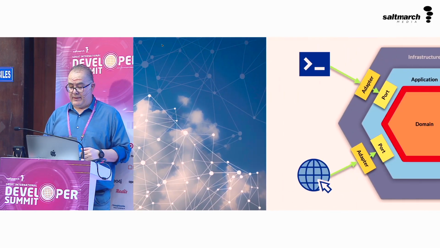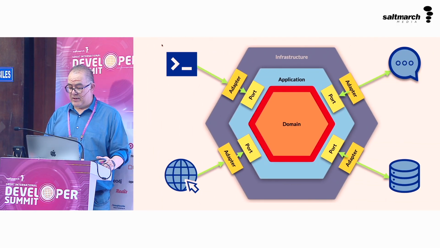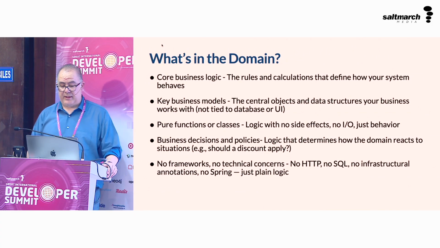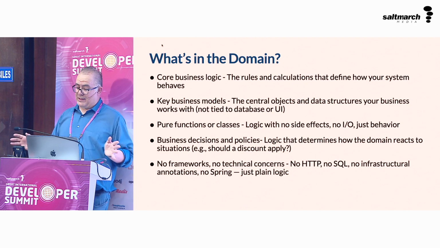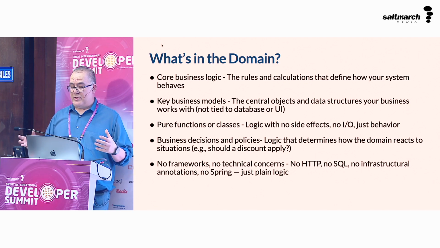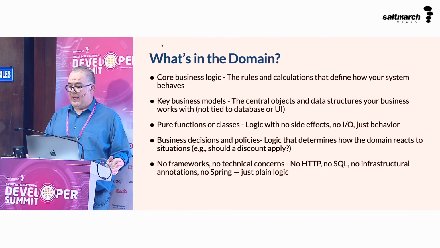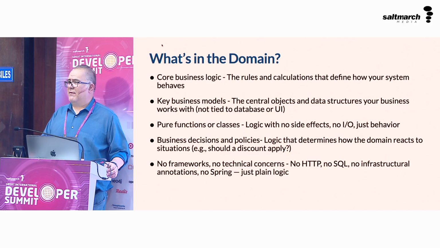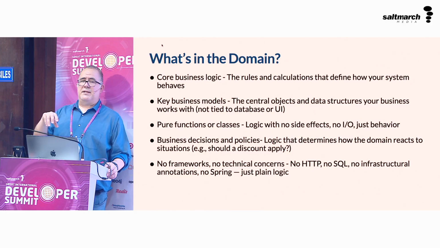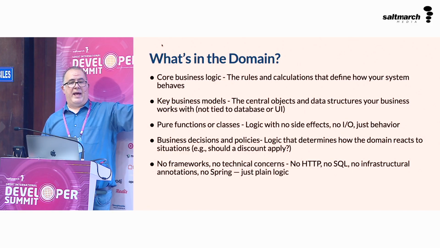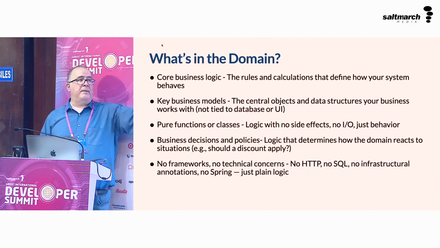So in that domain layer, which is this center part here, what we're talking about is core business logic, key business models, again, not tied to a database, not tied to a UI, pure functions or classes, and typically no side effects. And so what's a side effect? A side effect is if you have code that does something outside and you don't have any kind of referential integrity. What do I mean by that?